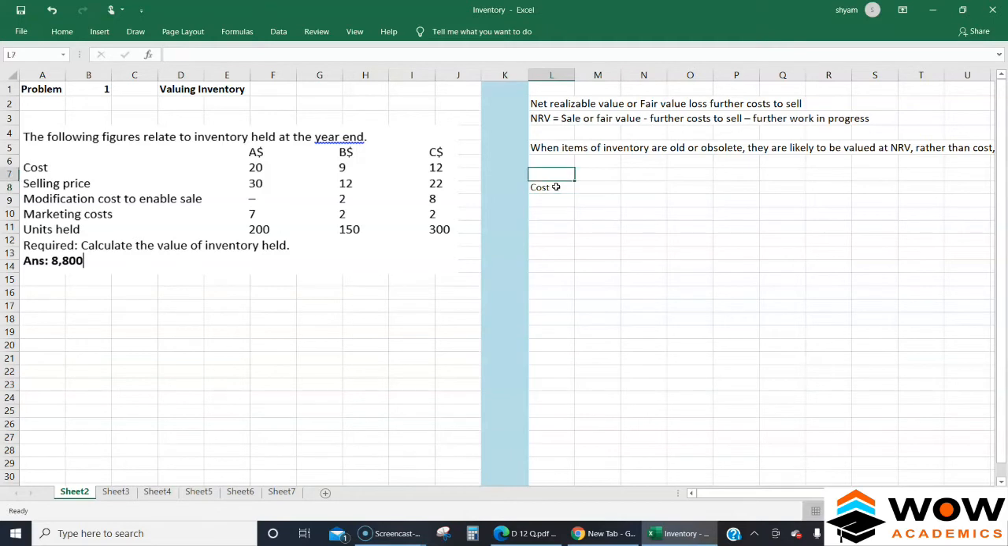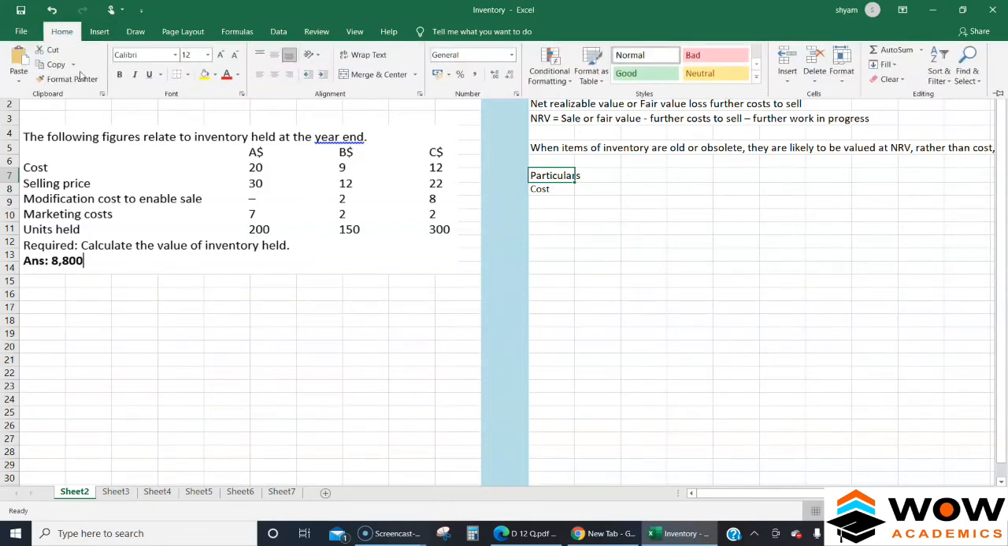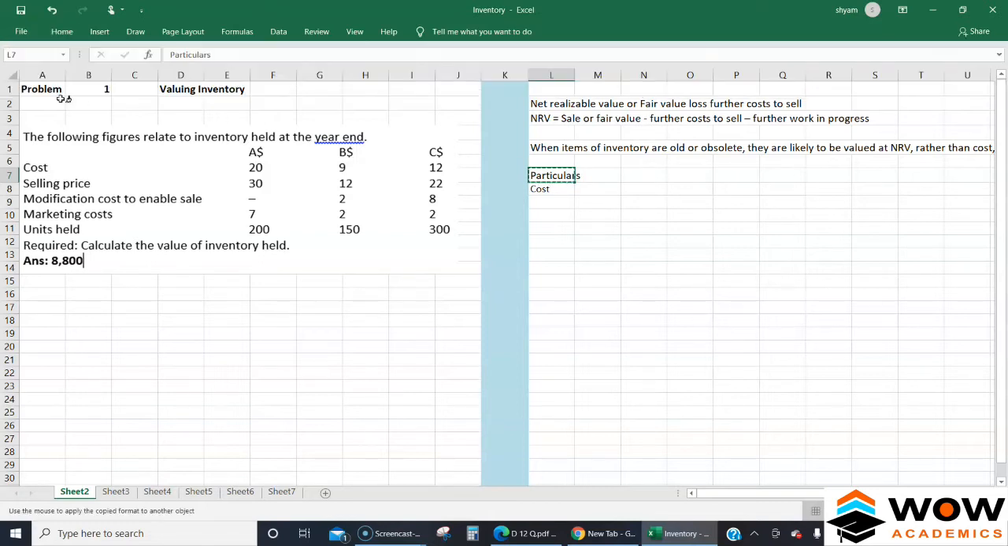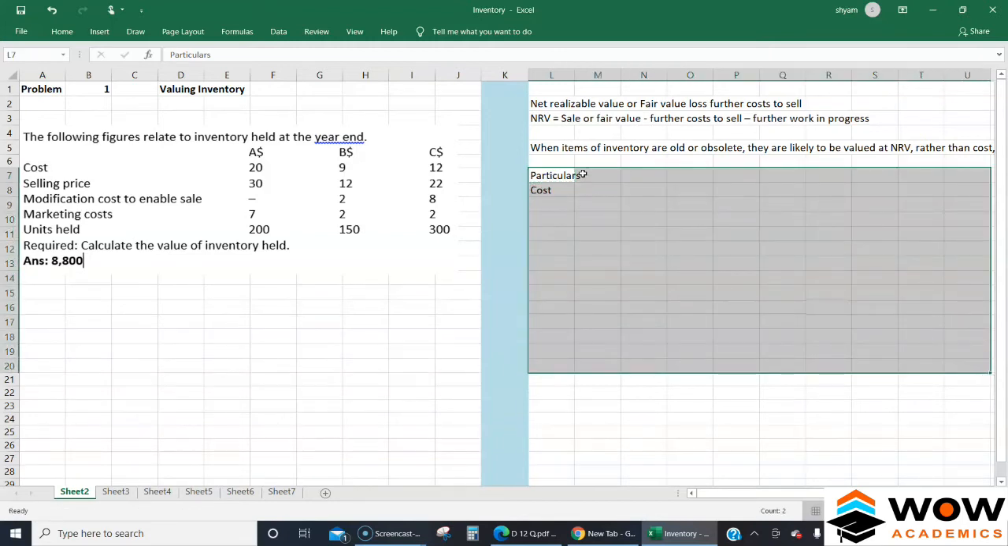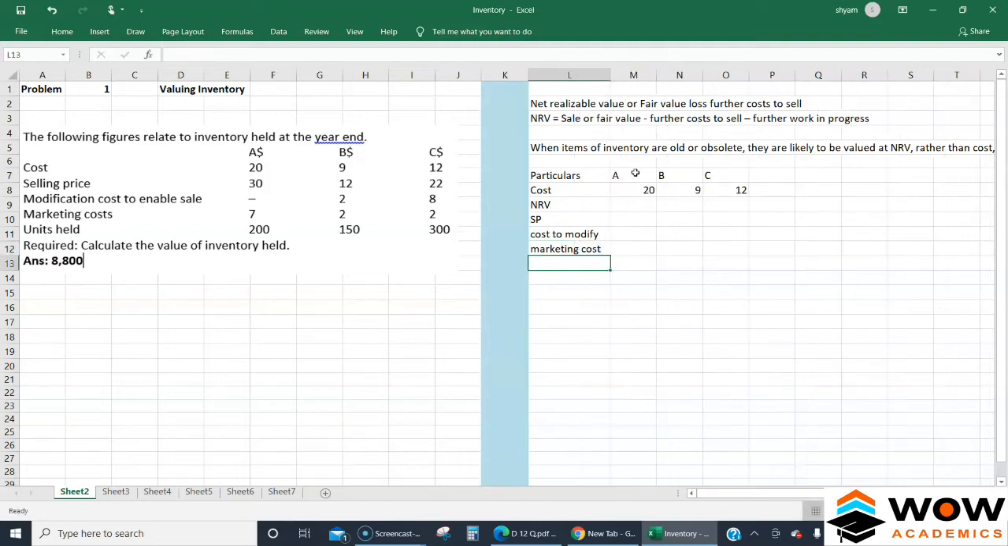So we'll start. We'll put it as particulars: A, B and C. So cost is going to be 20, 9 and 12. So we have to get the NRV. NRV refers to the selling price minus the cost to sell and any further modifications. So we have to get the selling price, the cost to modify, and then the marketing cost, which is the selling cost. So we have to get the first three numbers, then only we can calculate NRV.